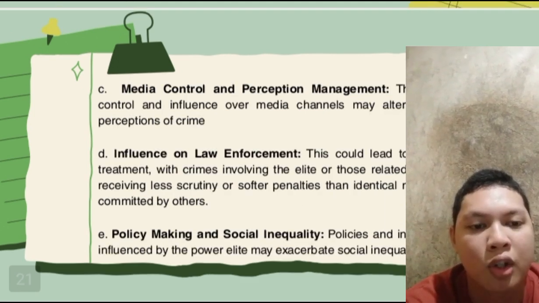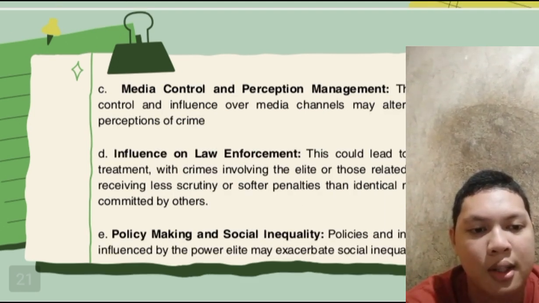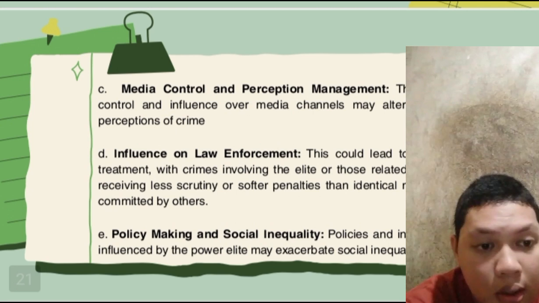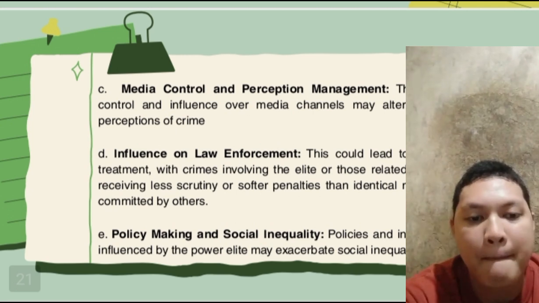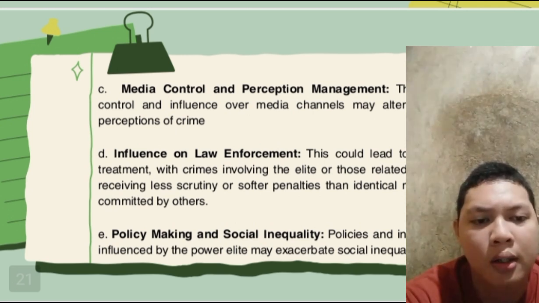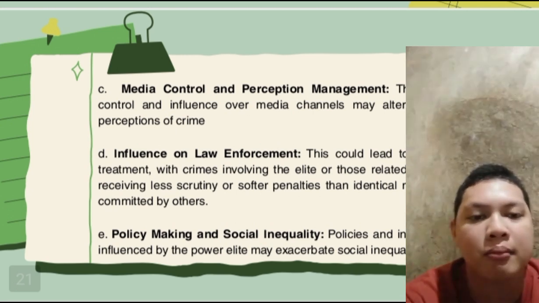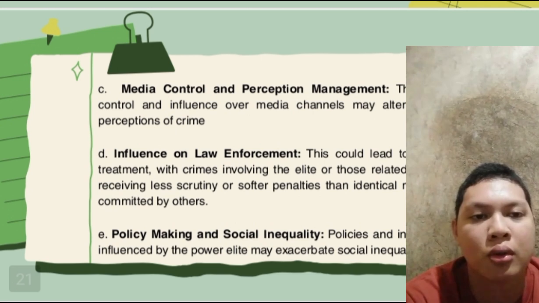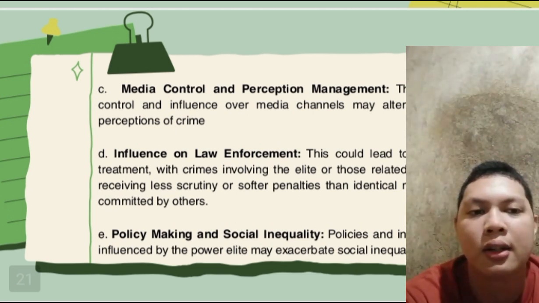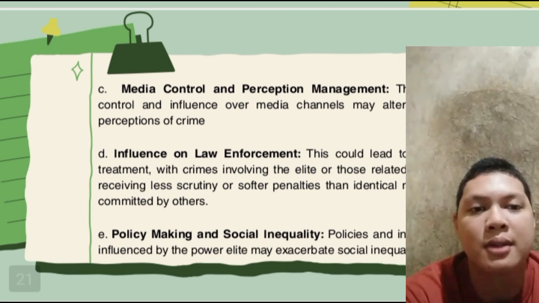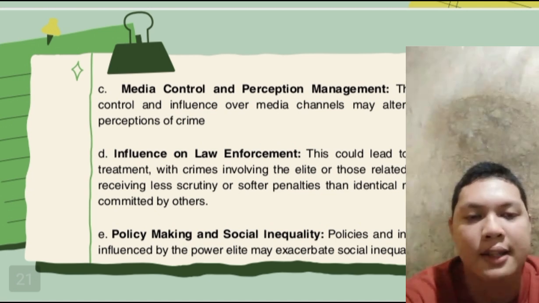C. Media control and perception management. The elites' control and influence over media channels may alter popular perceptions of crime. So when elites control media outlets, they can shape public opinion, control narratives, and reduce negative attention on themselves and their allies.